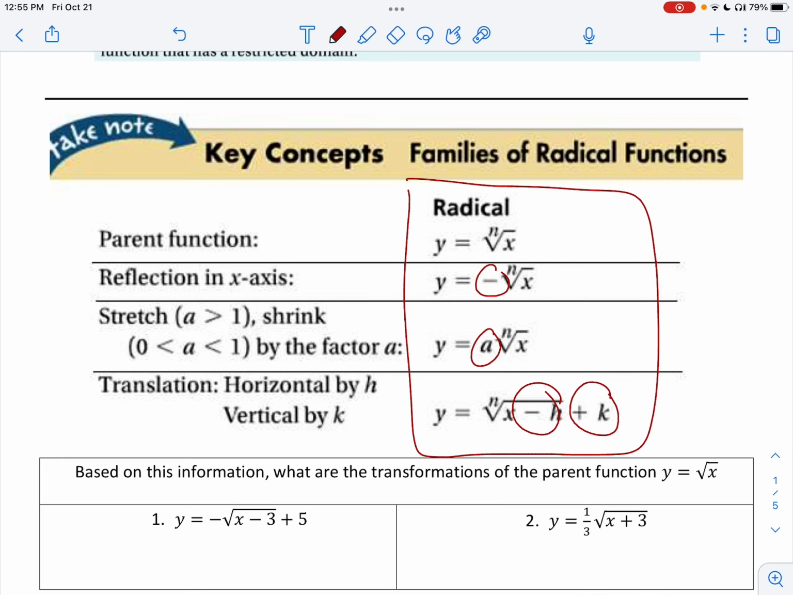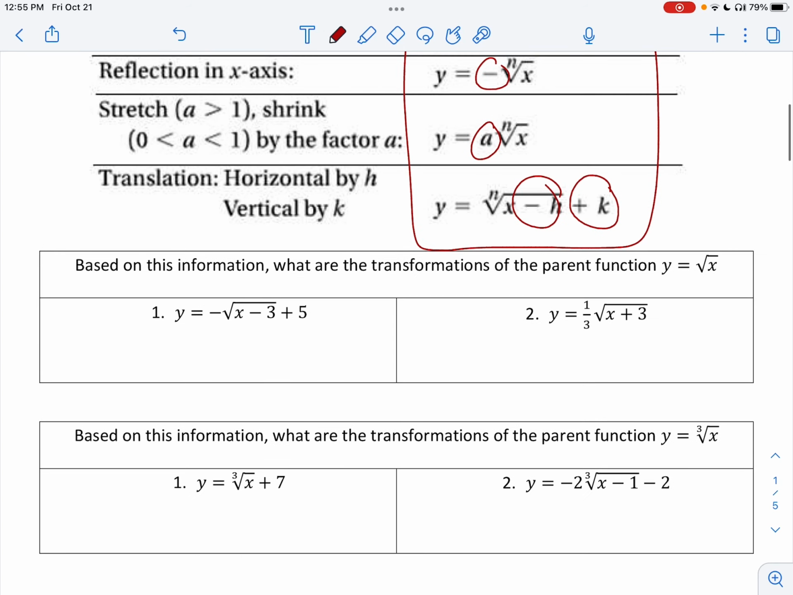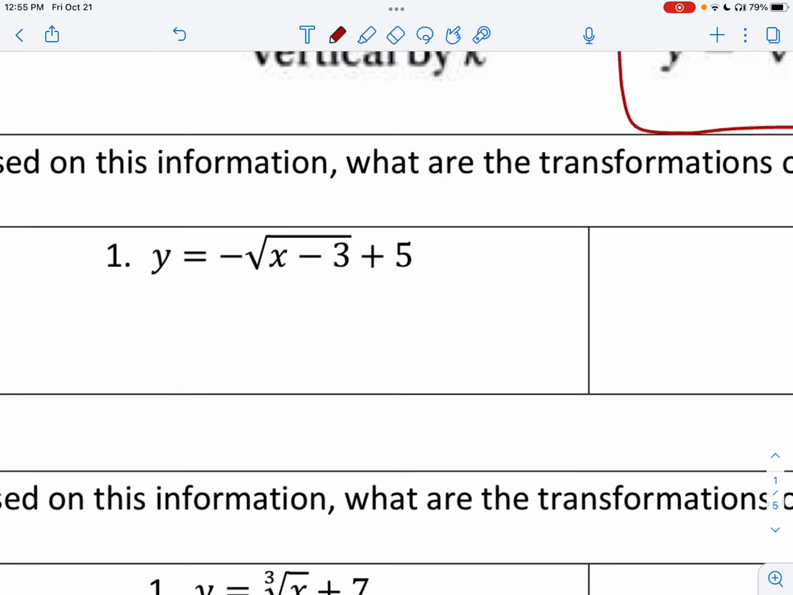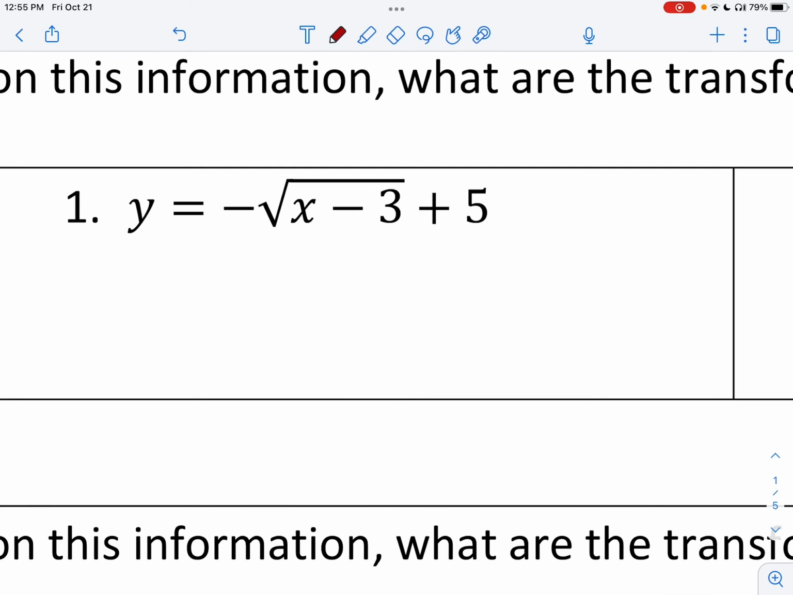So it doesn't matter what root we have. We could have the square root, these rules apply. We could have the cube root, these rules apply. We could have the fourth root, the fifth root, the sixth root, which we're not going to do, but all of those rules still apply. Based on this information, what are some of the transformations of the parent function y equals the square root of x? Now, I know you don't know what that looks like yet, but you will by the end of this lesson. Right now, let's just make sure we remember our translations and transformations.